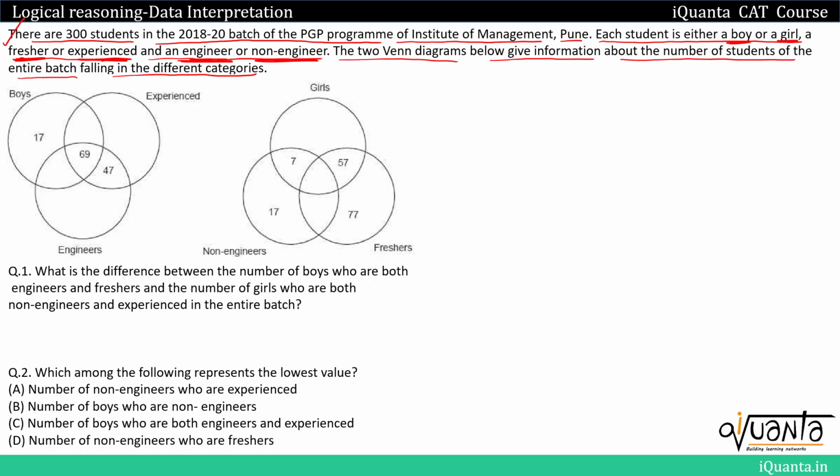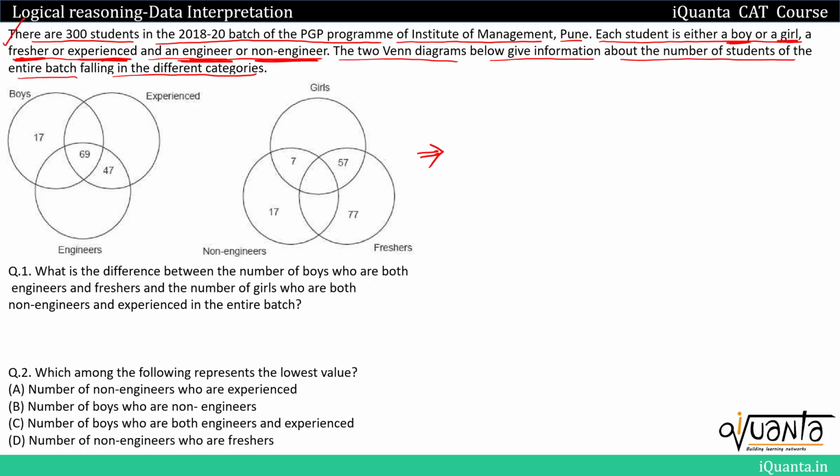Unlike 3 set Venn diagrams, we used to have only 3 attributes, but here we have 6 attributes. Now if we look at the Venn diagrams that are given to us, we can see that in the first one we have boys, experienced and engineers. In the second one we have girls, non-engineers and freshers. So we'll try to convert these two 3 set Venn diagrams into a single 3 set Venn diagram.